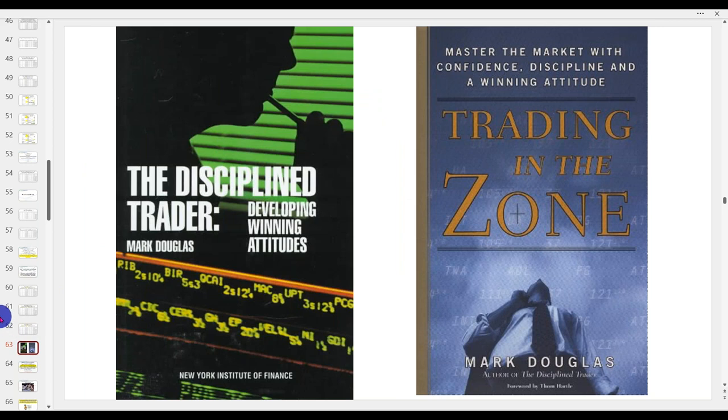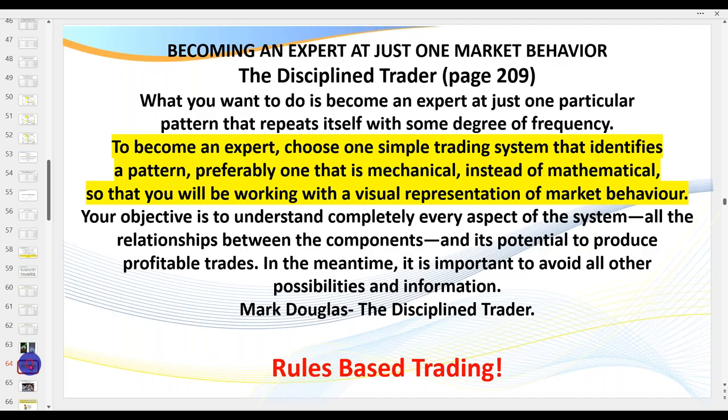First of all, let's forget about me for a moment and look at what some of the other masters are doing, such as Mark Douglas, a disciplined trader, and what he talks about in his book. How do I teach you how to succeed as a trader? Well, on page 209, if you don't have The Disciplined Trader, it should be in your library. Every day trader should have that book.